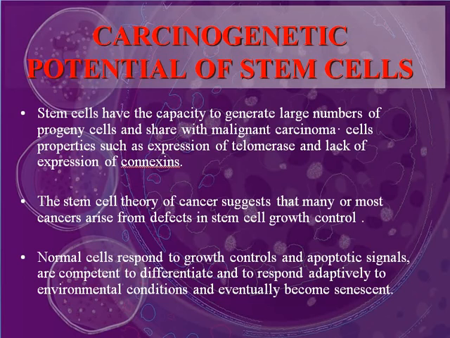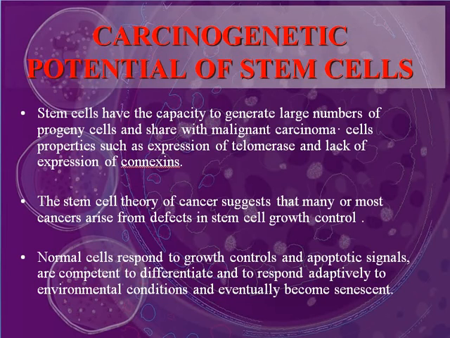So the stem cell theory of cancer suggests that many or most cancers arise from a defect in stem cell growth control. So whenever there is a defect in stem cell growth control, there is a theory behind the cancer. The normal cells respond to growth controls and apoptotic signals, are competent to differentiate and respond adaptively to environmental conditions, and eventually become senescent.